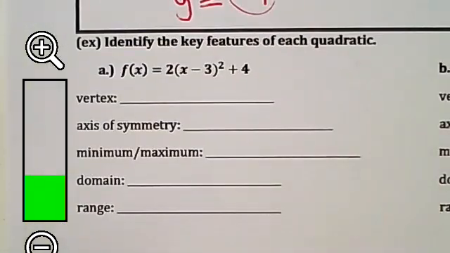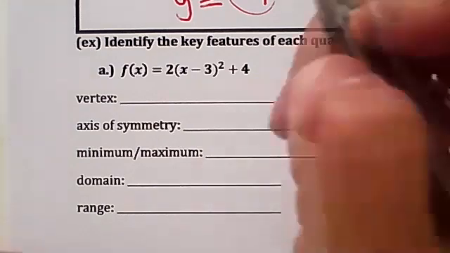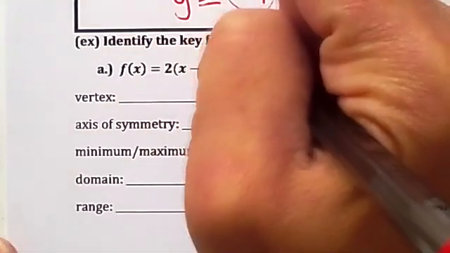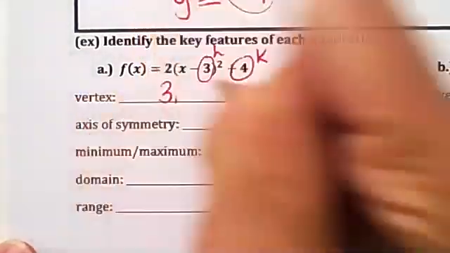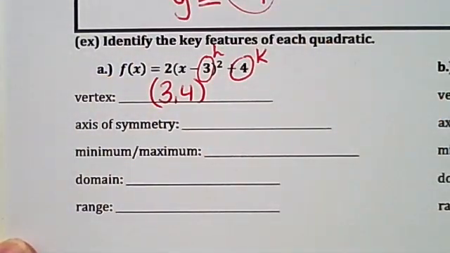Let's start. Identify the key features of this quadratic. This time we just have the equation. The vertex, remember, is H, K. So this is H, this is K. Remember, you want the opposite sign, so H is 3. So the vertex here would be 3, 4. Most of you seem pretty good with identifying the vertex, which is great.